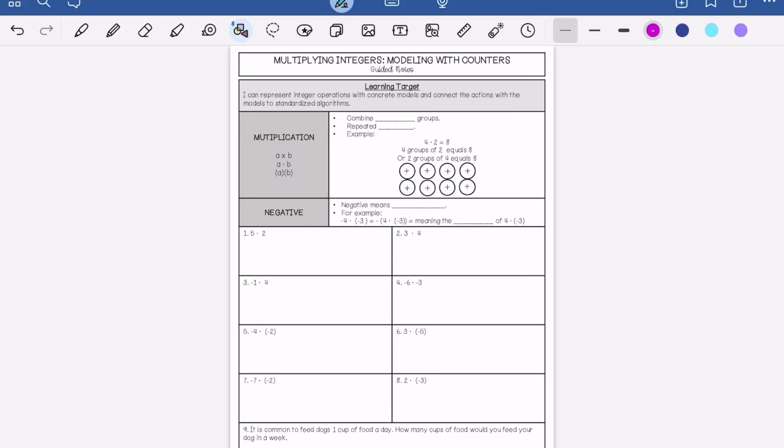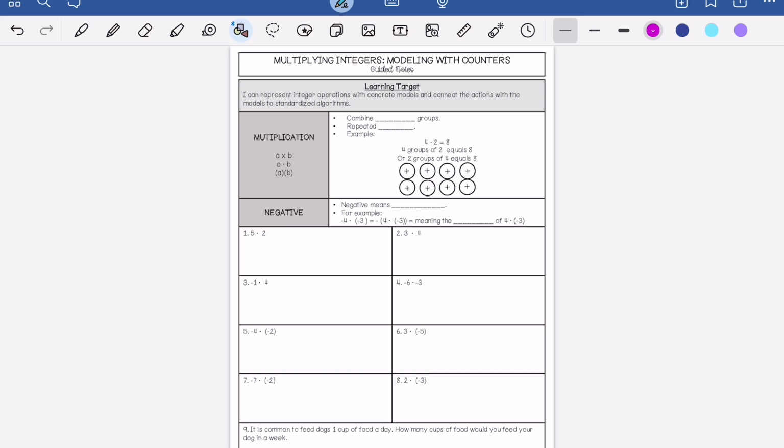Hi, it's Michaela Minkler. We are going to go over a different way to solve multiplying integers when we're modeling with counters. I have another video of how I originally did it, and this is just another way to approach these problems.